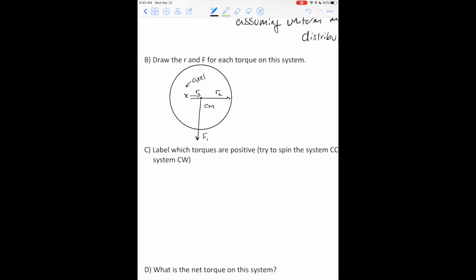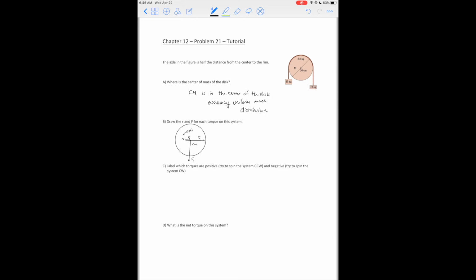R2 then is going to be all the way to the right edge because I have this mass hanging off of it. And the tension is going to be applied right where the rope starts to have contact with my disc, which is right on the edge here. So I have F2, and then finally I have R3 first, and then F3 for the other tension.